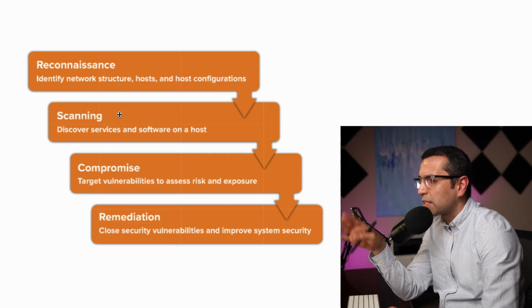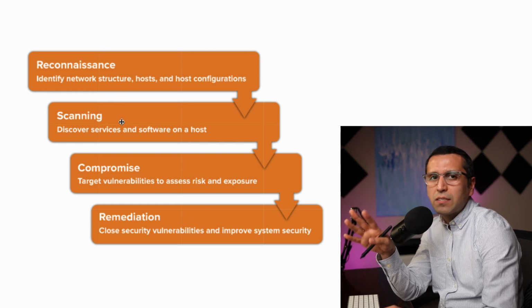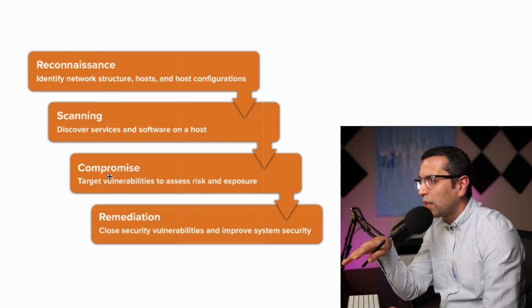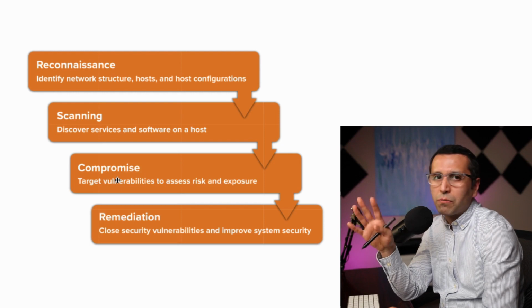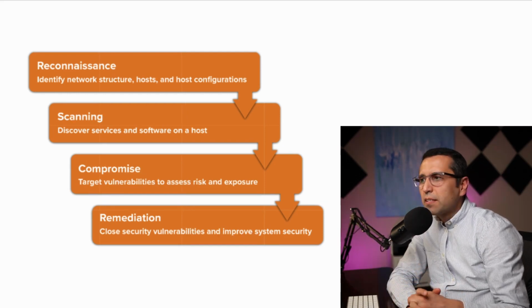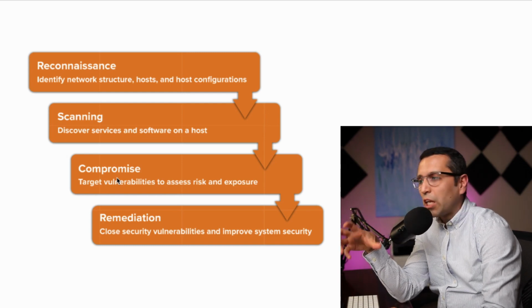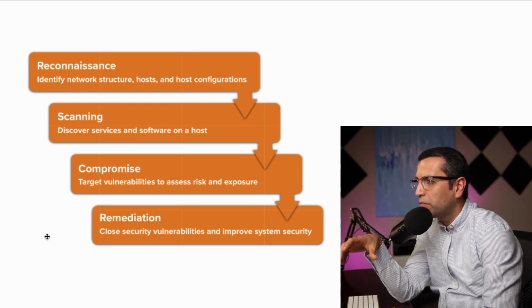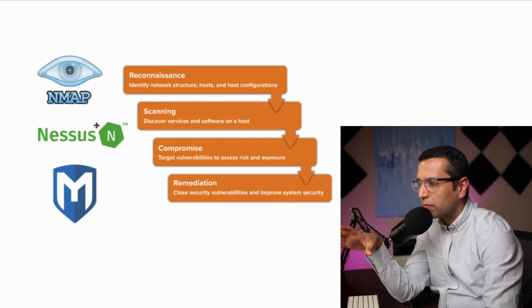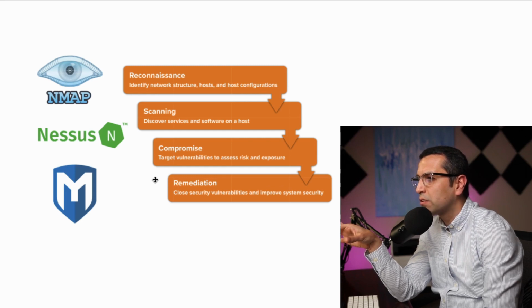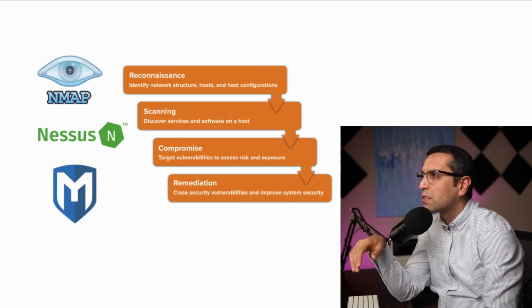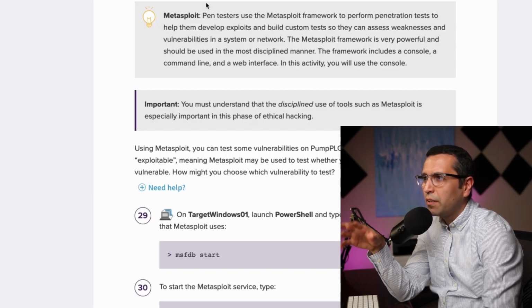As you see, guys, we have 4 phases for ethical hacking, and right now we are going to work on the compromise phase. In this phase we are going to explore a new tool, and the name of the tool is Metasploit. If you remember, in the first steps we used Nmap and Nessus, and now to test the vulnerabilities we are going to use Metasploit. So let's see the definition of Metasploit.